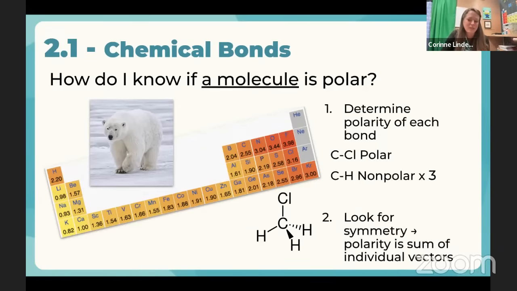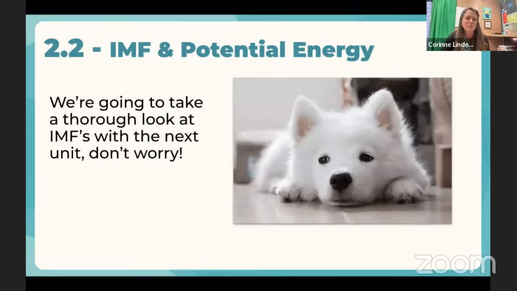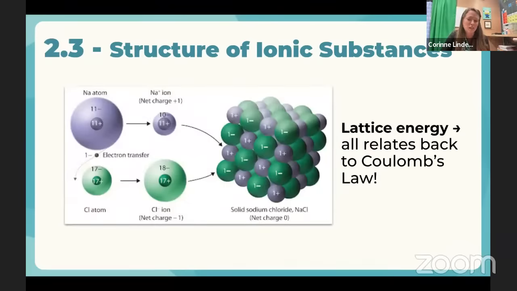All right, let's see. If you have an asymmetrical molecule, like you see here, we have three carbon hydrogen bonds and one to chlorine. This bond here, the carbon to chlorine, is going to be polar. Therefore, the overall molecule is going to have that dipole, and it is going to be polar. All right, so let's look at IMFs in depth in the next unit, considering they account for 22% of your exam tomorrow.